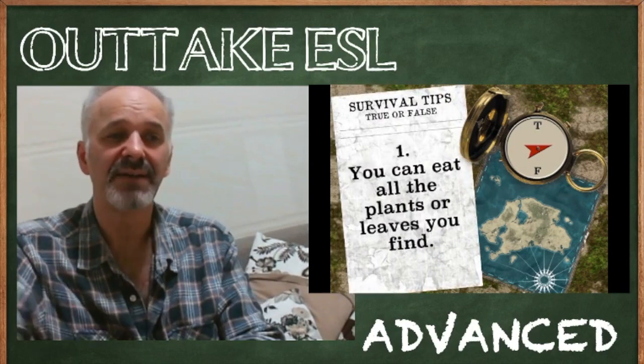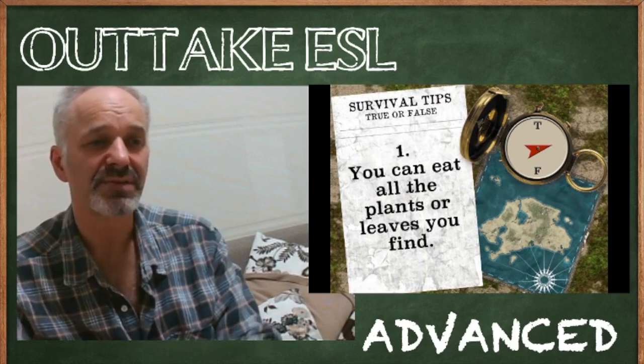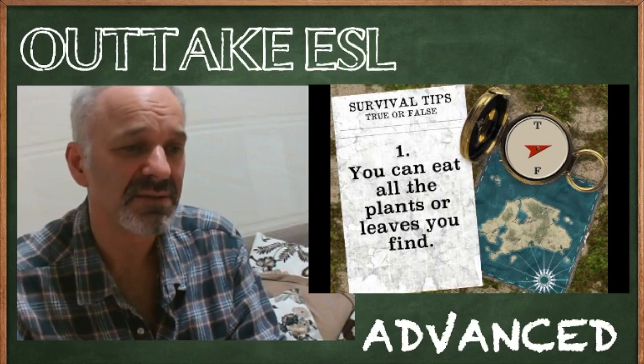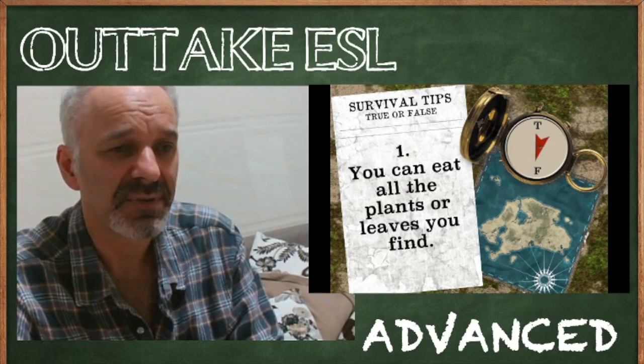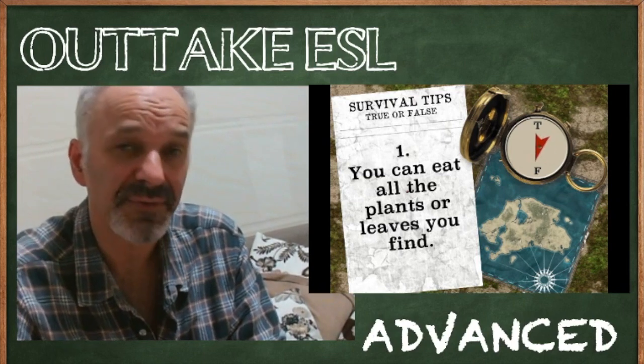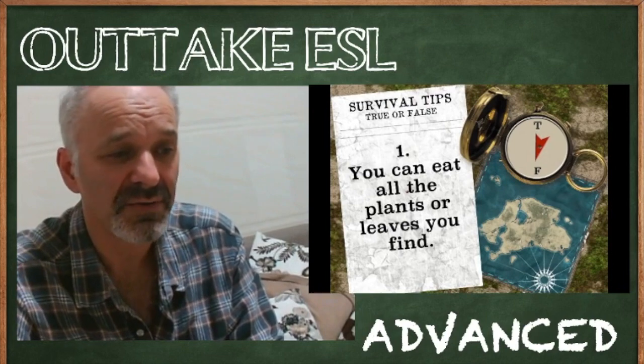Here I did some survival tips, and I just want to know true or false. You can eat all the plants or leaves you find. Over here you see my compass, I got T for true and I got F for false. That would be false. You can't eat all plants.